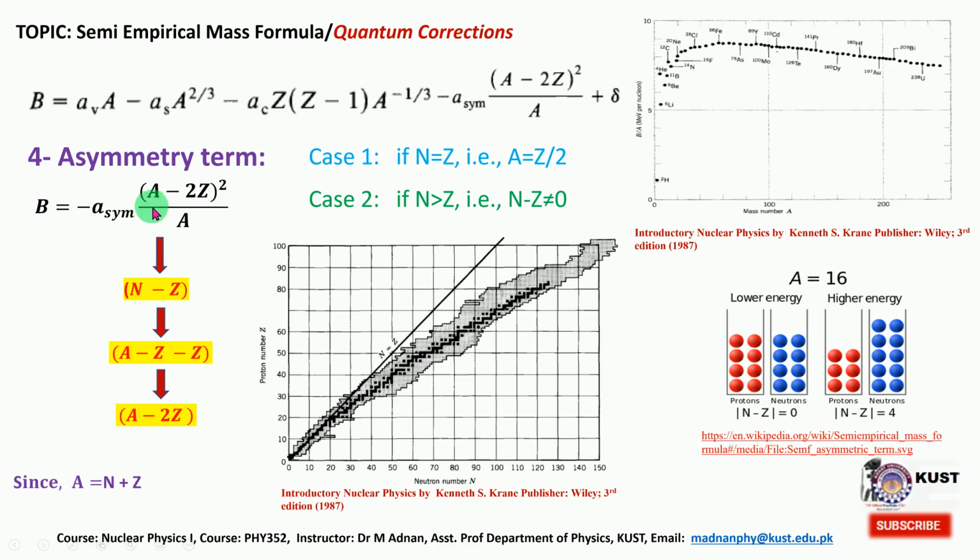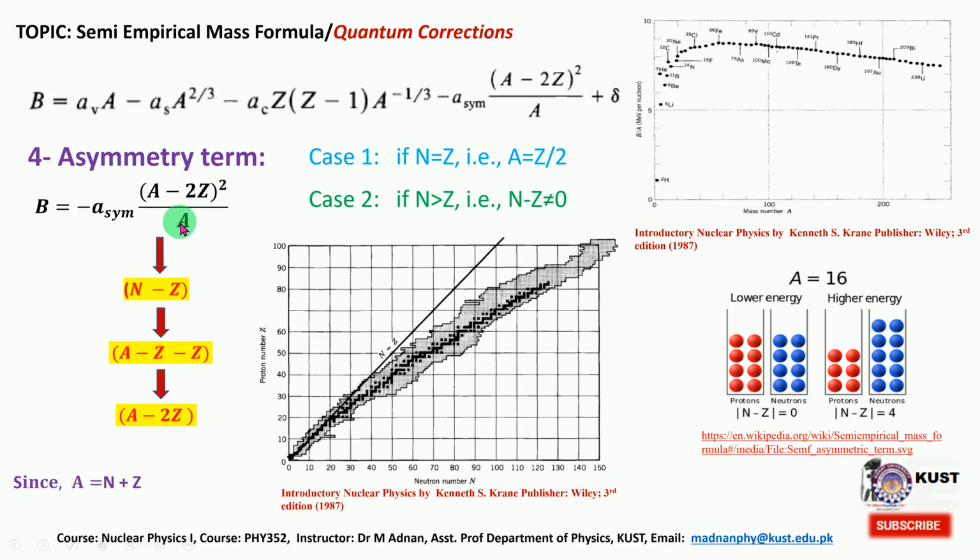Now, before I comment on the overall expression of this asymmetric term, let's discuss this 1 over A dependence. This A, remember, is the N minus Z. A minus 2Z represents N minus Z. And now this binding energy varies as 1 over A.